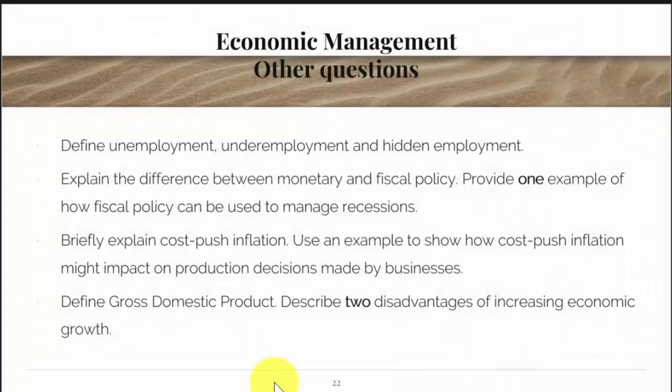Other questions that you could get in this section, again, these have come from past exam questions. Have a look at those. Pause the video and perhaps use these questions as practice.